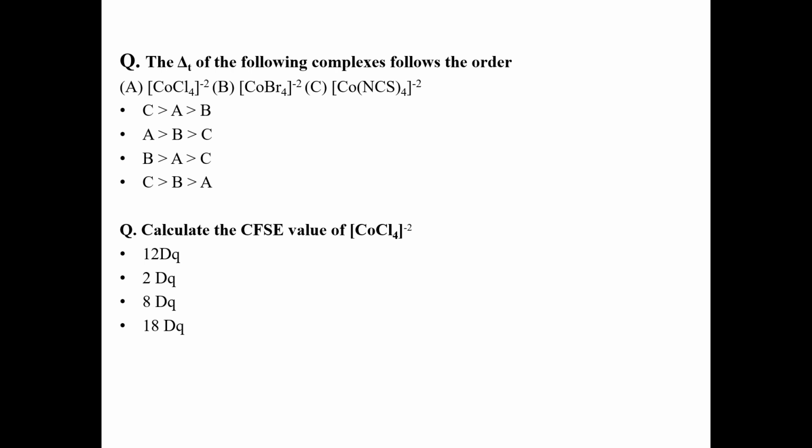So if I write down, it will be Br minus, SCN minus, Cl, and then NCS. So C will be having highest energy, then A, then B, because B is a very weak field ligand.